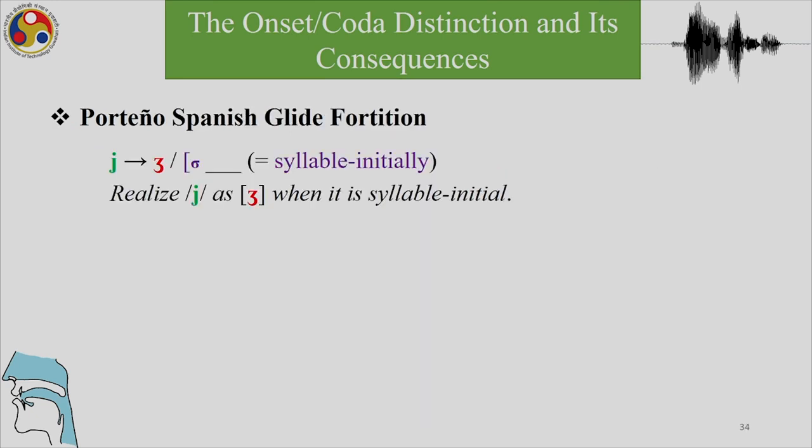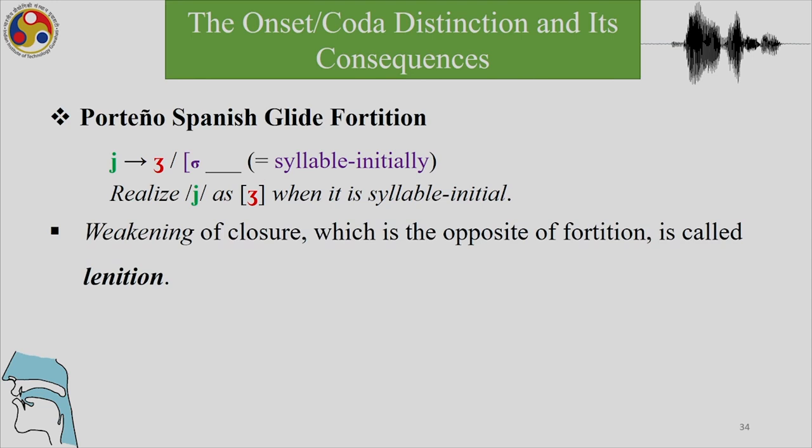So how do we express the Porteno Spanish glide fortition? We just say that the glide becomes j in the environment where there is a preceding syllable boundary. So syllable initially, the glide becomes j. Syllable initially, as we just said, is a position for fortition. Syllable final or the coda positions are positions for neutralization and lenition. Weakening of closure, which is the opposite of fortition, is called lenition. It occurs commonly in codas, and fortition occurs in onsets.